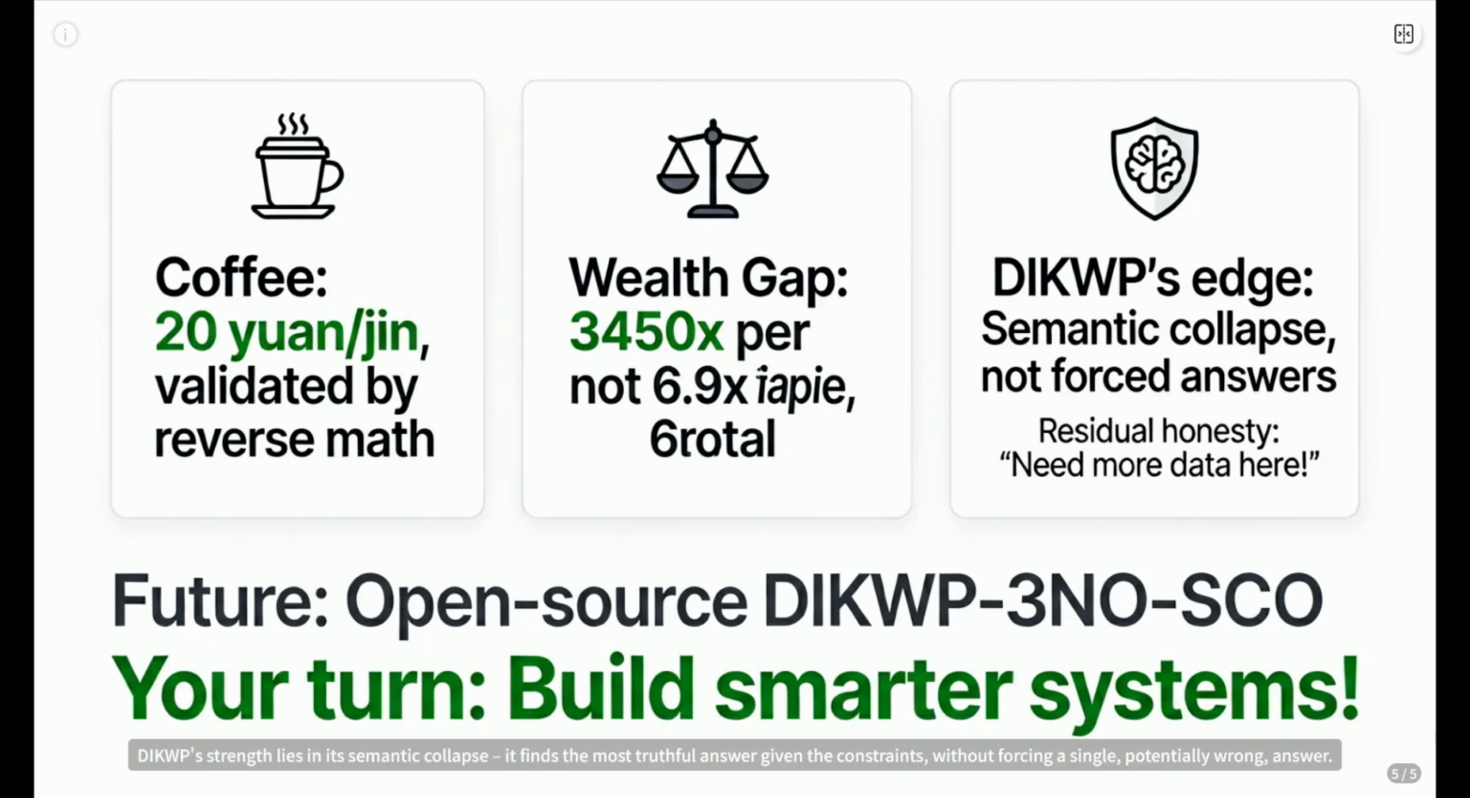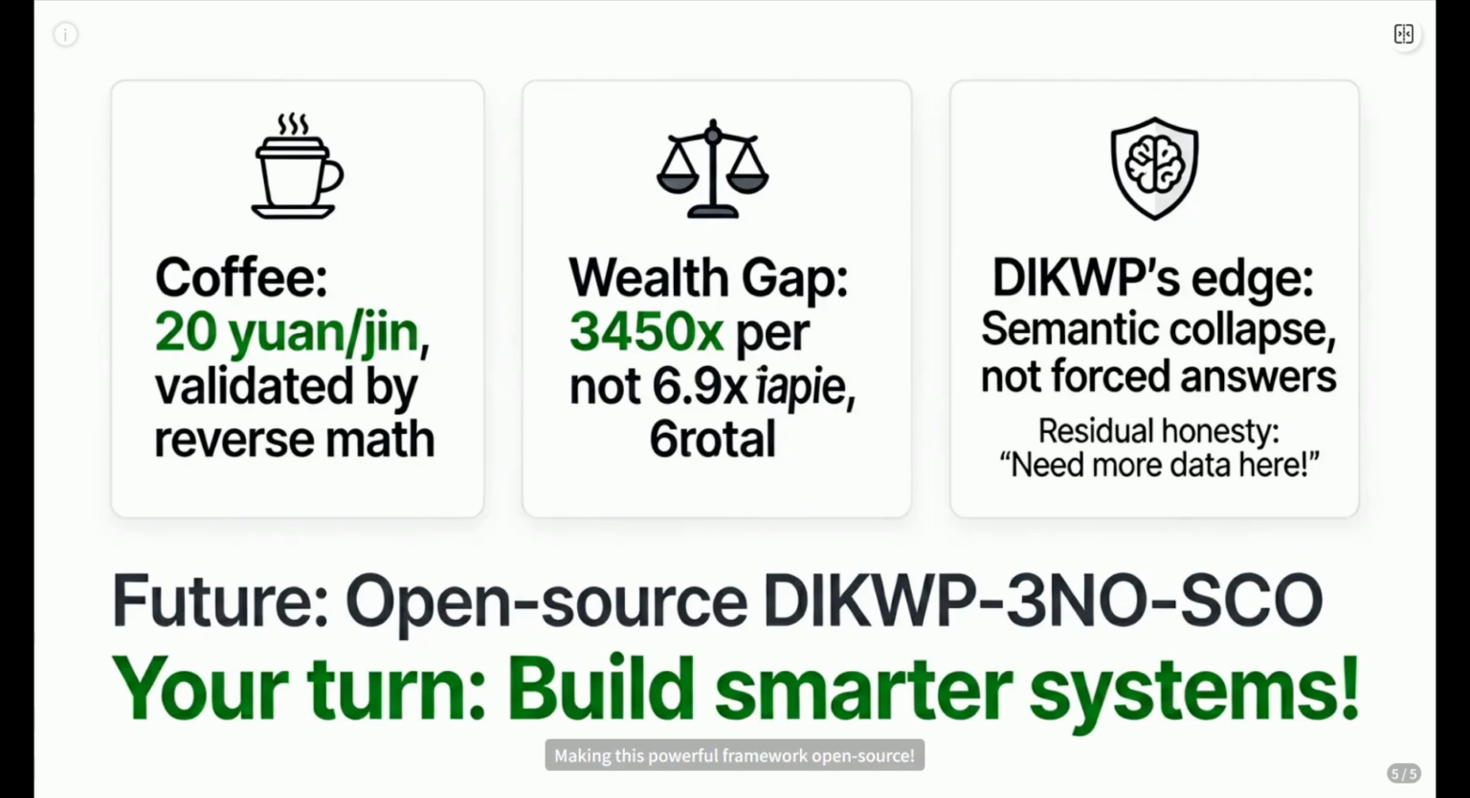DIKWP's strength lies in its semantic collapse. It finds the most truthful answer given the constraints, without forcing a single, potentially wrong answer. It even retains residuals, honestly saying, this part is uncertain based on the data. The future? Making this powerful framework open source. So, next time you face a tricky problem with fuzzy data, remember DIKWP, it's not just about computation, it's about cognition.